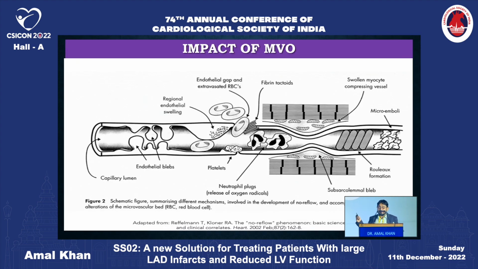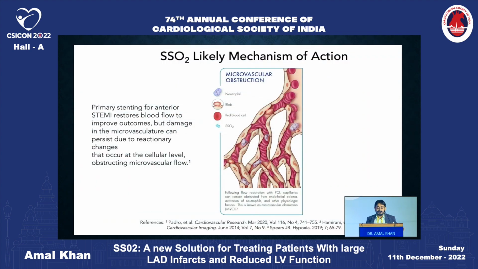The mechanism of microvascular obstruction begins at the capillary lumen level with endothelial blebs, then regional endothelial swelling, then endothelial gaps, extravascular RBC accumulation, and fibrin, and there is also a neutrophil compressing at the microvascular level, and microemboli formation. So all are leading to microvascular obstruction. And now, how is supersaturated oxygen therapy acting on this microvascular obstruction?